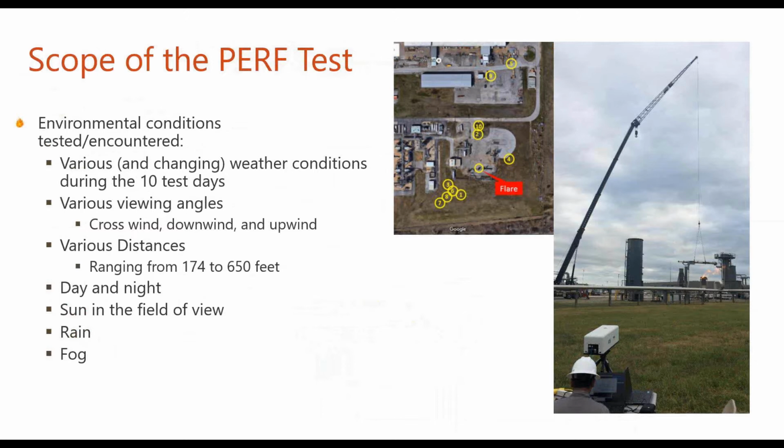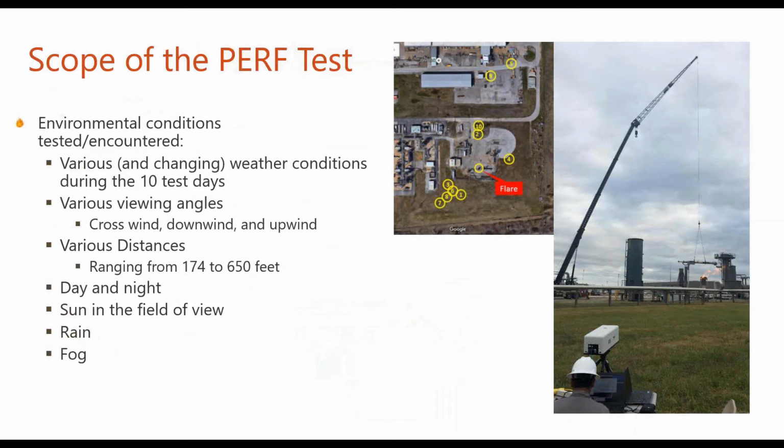The plot that you see there is showing the test facility. The flare is roughly in the center of that image, and each of the circles with numbers are different positions where VISR test data was taken. We would move the VISR system around depending on the conditions to get the desired test condition, such as crosswind or downwind. We experienced rain during this test, fog.